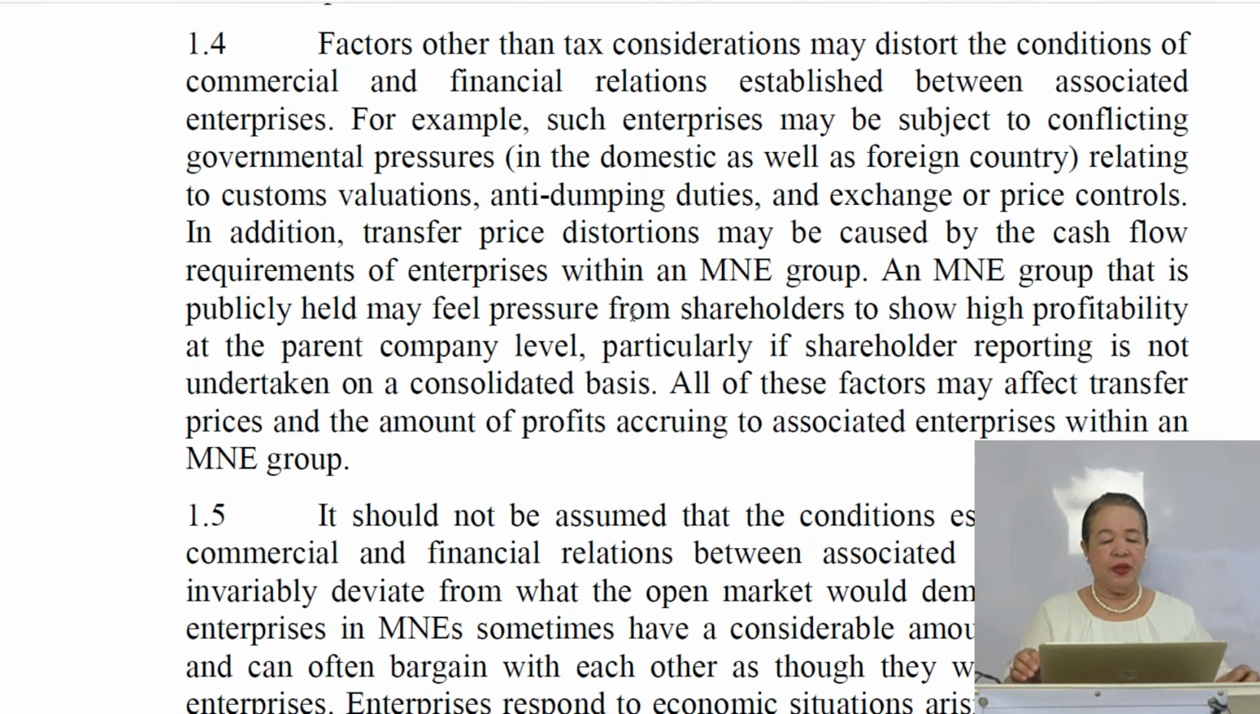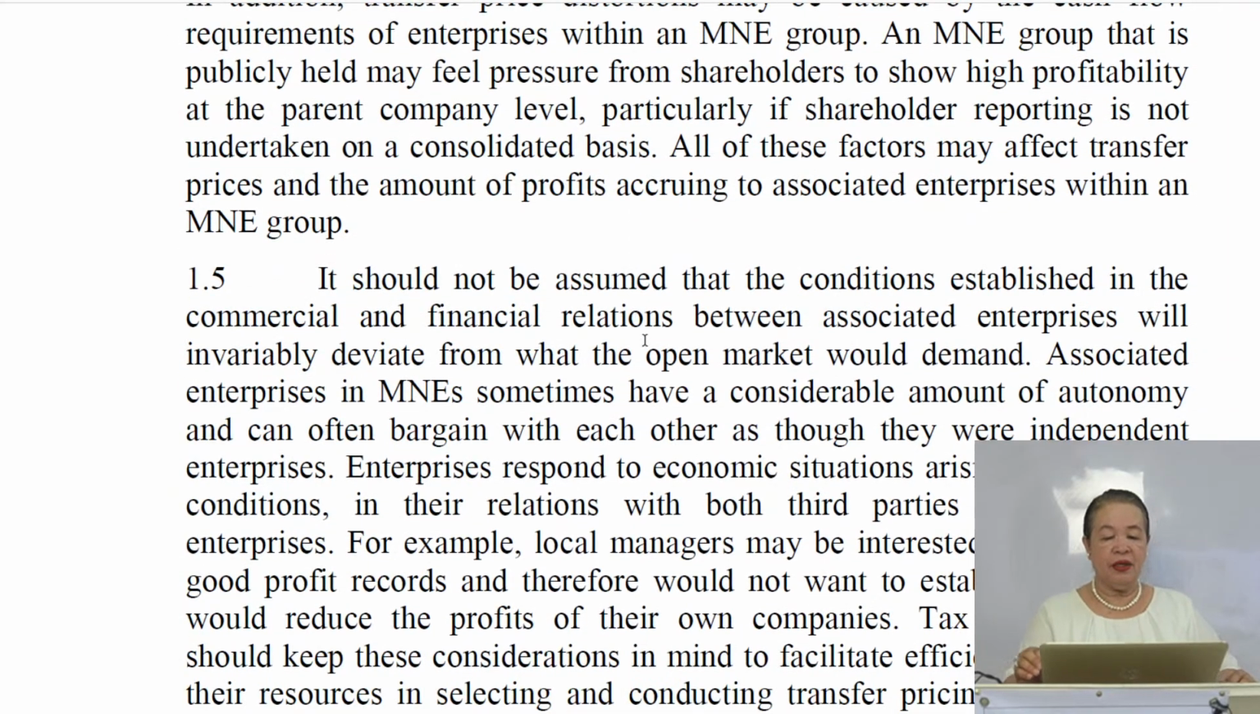An M&A group that is publicly held may feel pressure from shareholders to show high profitability at the parent company level. Why? Because this company has investors, and investors are looking forward to have profit, to have a return of their investment. So parent level, particularly if shareholder reporting is not undertaken on a consolidated basis. That's why for the group, they are making consolidated reports in order that it will show the operation as a whole, the result of the operation.